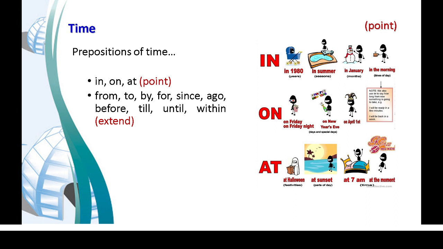And see the examples for at. At Halloween, a festival. At sunset, parts of the day. At 7 a.m. or at the moment. It is a time. So these three prepositions are used to tell a certain point.